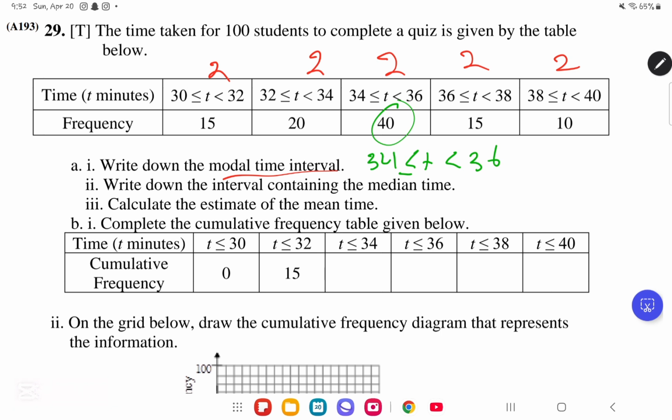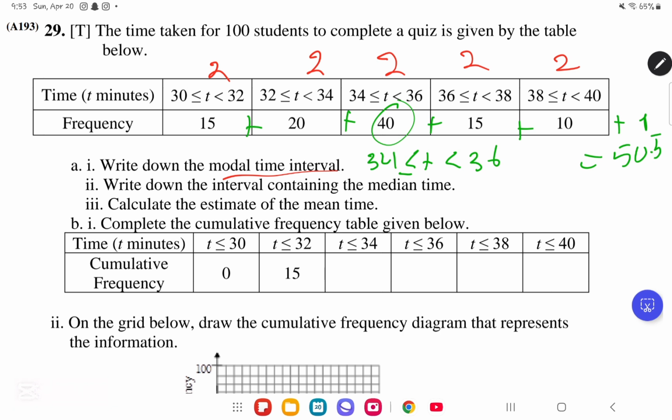Okay? Now, the interval containing the median time, how do we find it? You're going to add all of these together, and don't forget to put the plus 1 at the end always. It's going to be 15 plus 20 plus 40 plus 15 plus 10. 100 plus 1, 101, divided by 2. You're going to get 50.5.